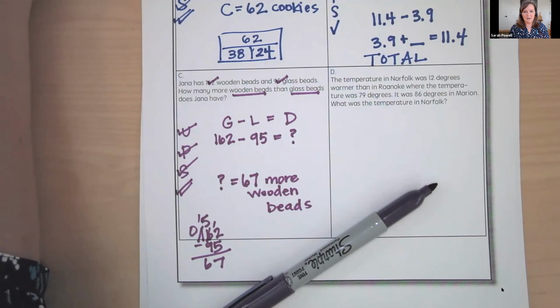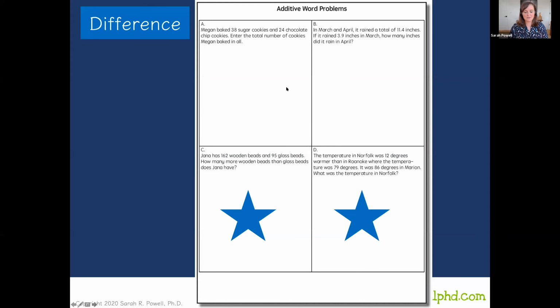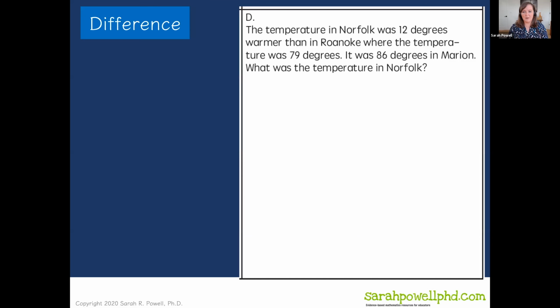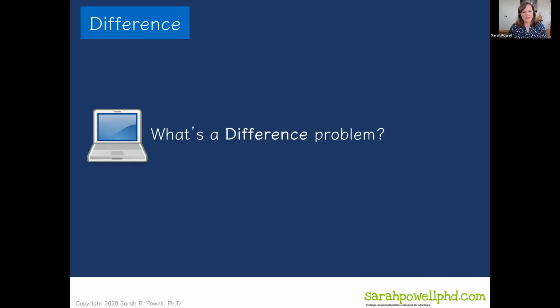So I'm going to push pause there because I'm looking at our clock and I want to make sure that we finish up on time and we've got our work set aside for Wednesday. So this problem D here is an example of a difference problem. I hope you would look at it and figure out what makes that a difference problem and how students could solve that problem.